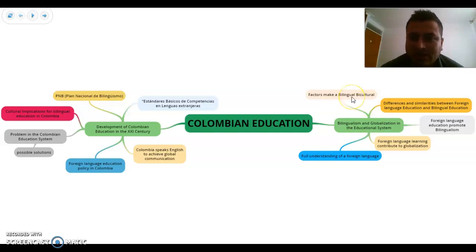The factors make a person bilingual and bicultural, and I have learned that the full understanding of a foreign language maybe depends on whether you are a young adult. For that reason, there are a lot of differences or similarities between foreign language education and bilingual education as well. Well, I consider that's it.